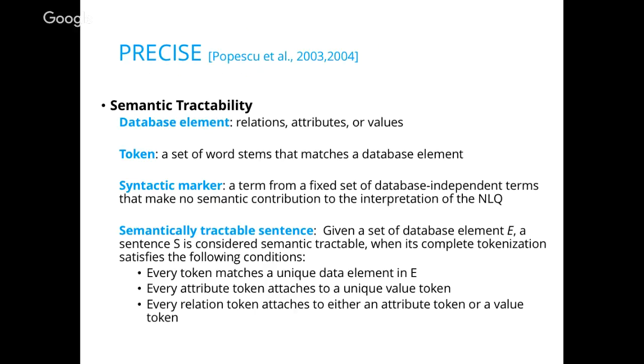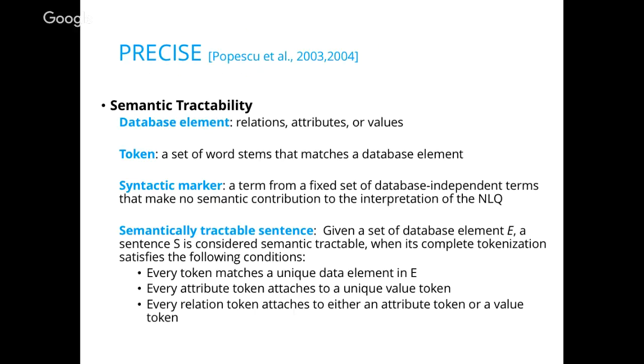So I will show some examples shortly. A sentence that is considered semantically tractable will be one where every single term in that sentence is either a token or a semantic marker. And if it's a token, the token needs to match a unique database element. And there are also different types of token, right?